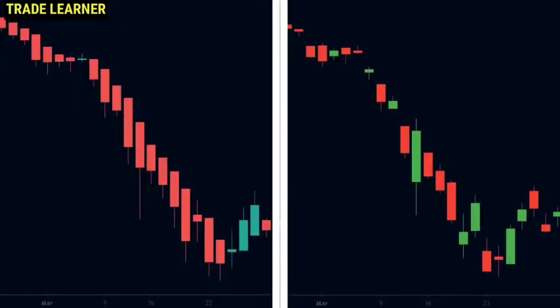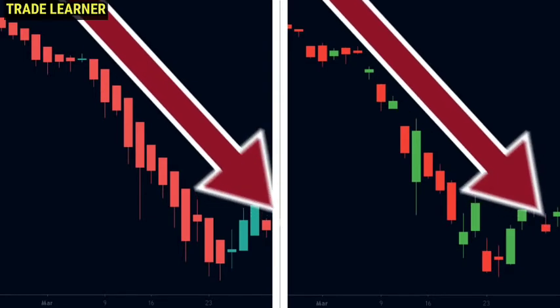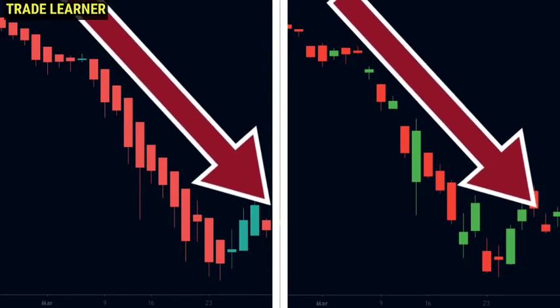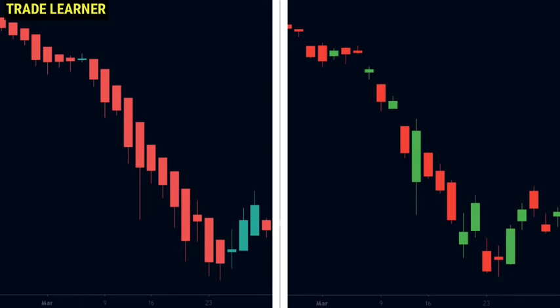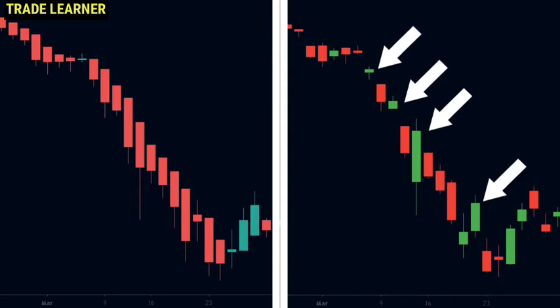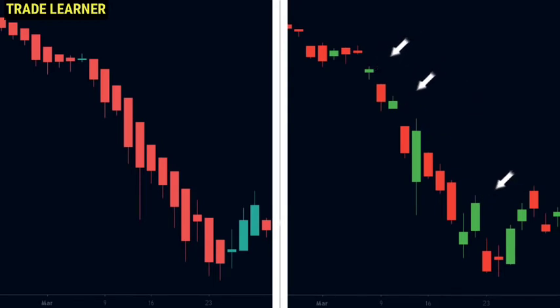Here is how the HEIKEN ASHI chart differs from the candlestick chart. In this chart here, we can see that the stock is in a downtrend. Now, on the candlestick chart, we see that even in a strong downtrend like this, there are 5 to 6 green candles. While the trend here can be spotted in hindsight, it will become very difficult to see the trend in real time. These green candles tend to confuse us.